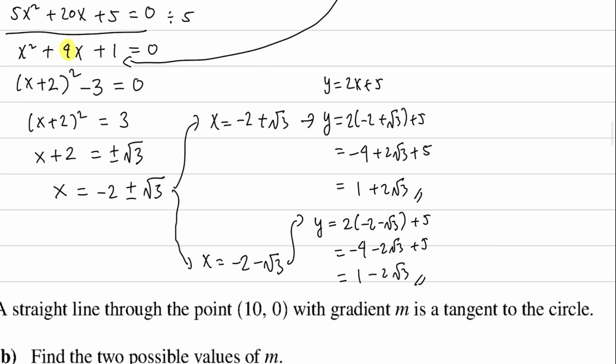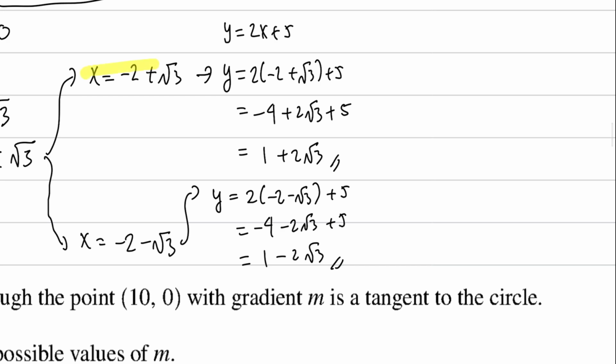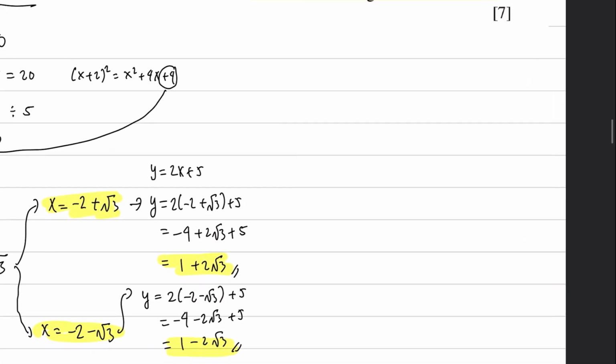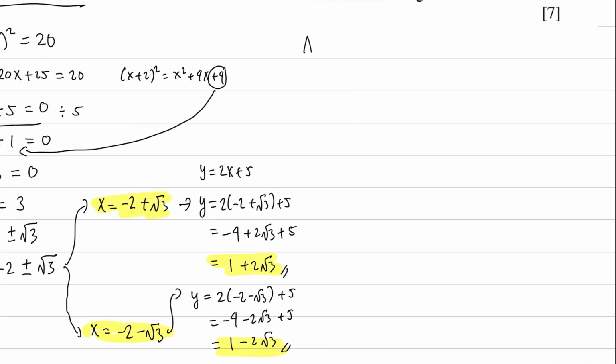So these two are the coordinates of A and B. This is x, this is y, this is x, this is y. So let me write here. This is the coordinate of A. The first one is (-2 plus square root of 3, 1 plus 2 square root of 3), and our B is (-2 minus square root of 3, 1 minus 2 square root of 3).